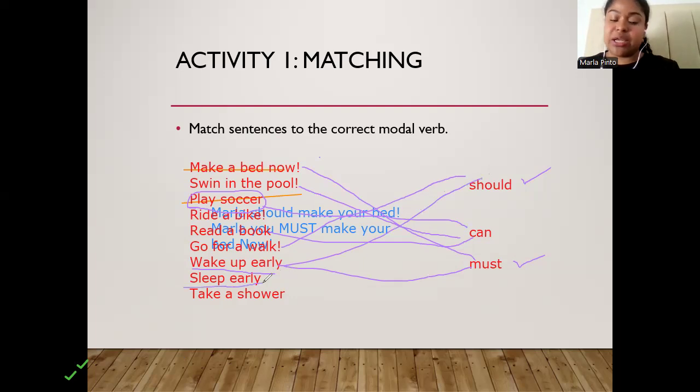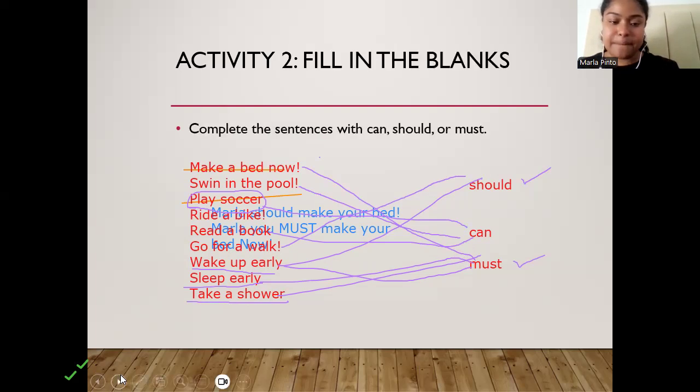Sleep early, everybody. That is a must. It is an advice that I'm telling you in this context. You must sleep early for your health. Take care of your health. Take a shower. It's a must. It's something that you need to do every day. Don't forget it. Okay. Good job, people. Let's go for the next slide.